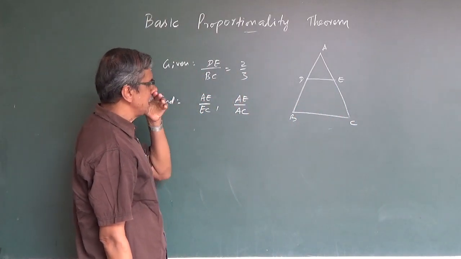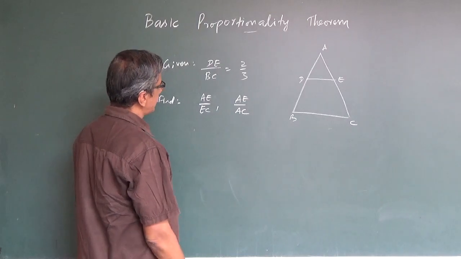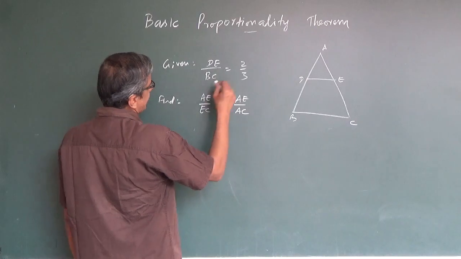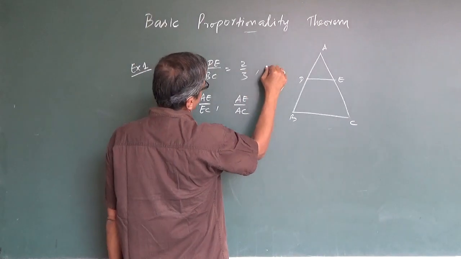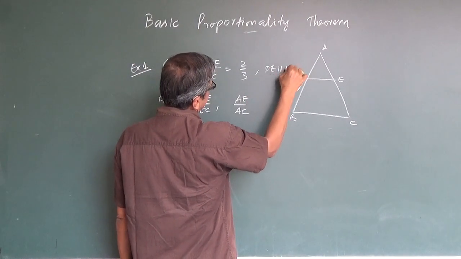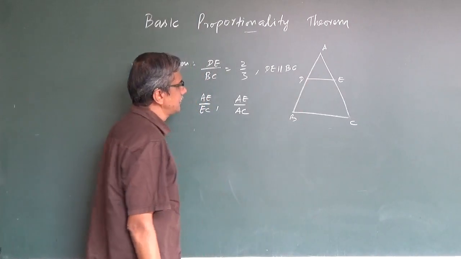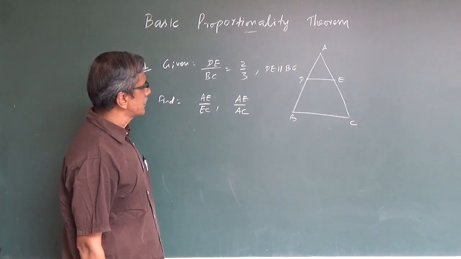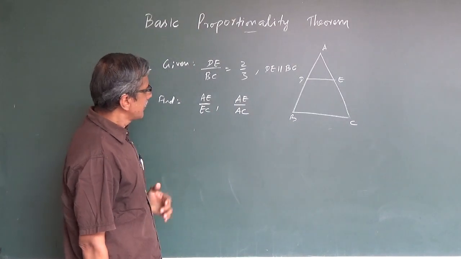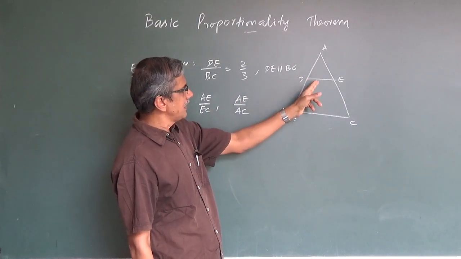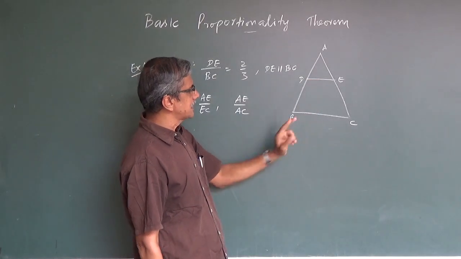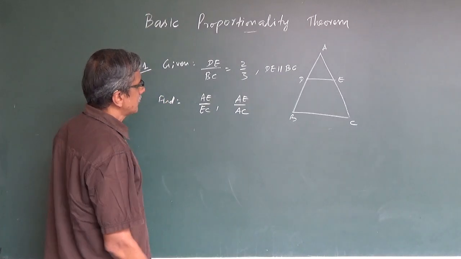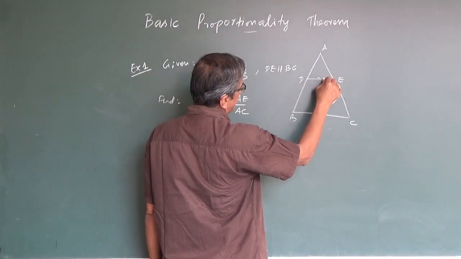DE by BC is equal to 2 by 3, and it is also given that DE is parallel to BC. DE is parallel to BC, it is given, and DE by BC is in the ratio 2:3. DE is parallel to this, and DE by this is 2 by 3. So this is parallel, and that is also given.